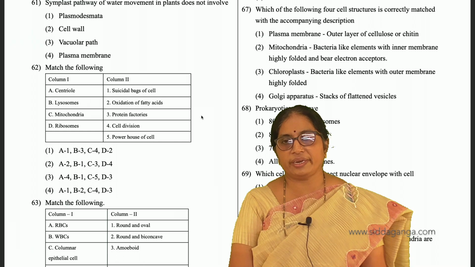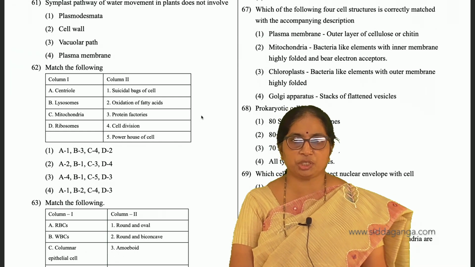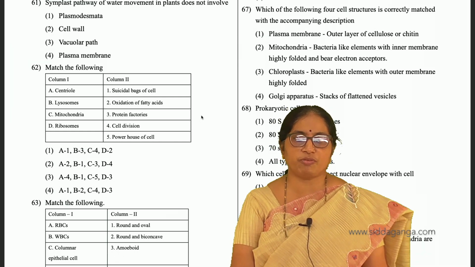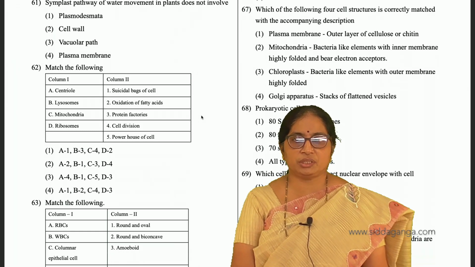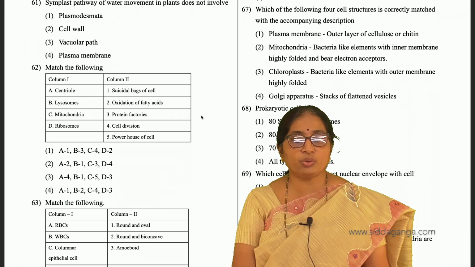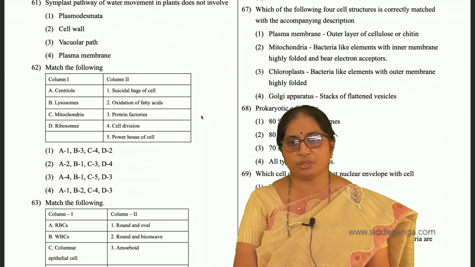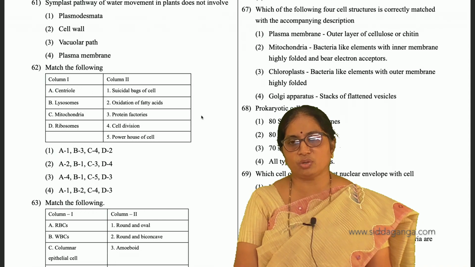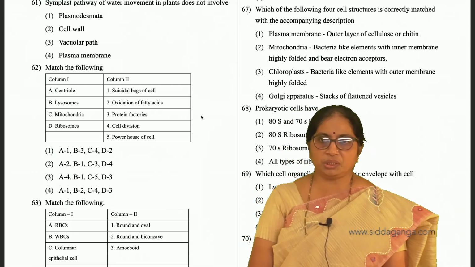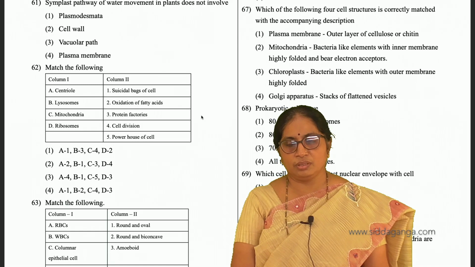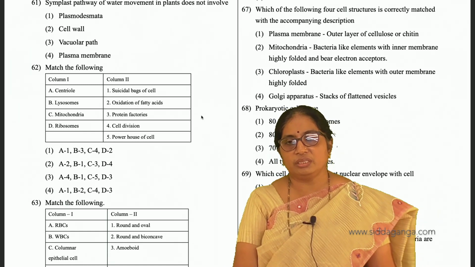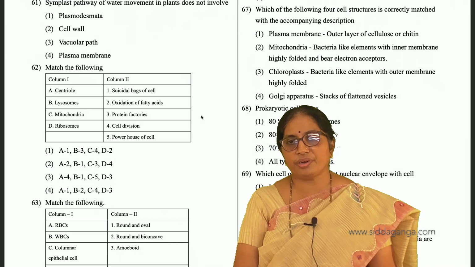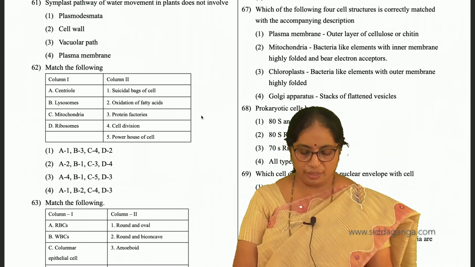Plasma membrane, outer layer of cellulose or chitin doesn't match because plasma membrane is made up of lipoprotein. Only cell wall is made up of cellulose. Chloroplast, their outer membrane is not folded, so it is also a wrong statement. Golgi apparatus, stacks of flattened vesicles. Not only vesicles, there are also cisternae and vacuoles. Therefore, it is not complete. Therefore, we will go with mitochondria, which is the correct statement. Next.